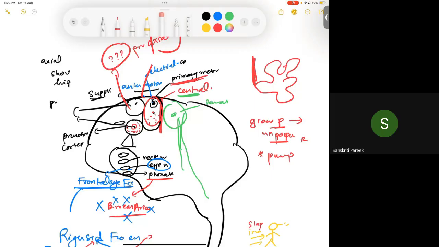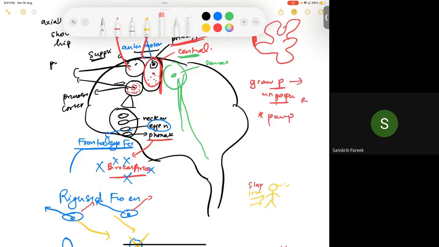If I'm just looking straight, it means both of my frontal eye fields are stimulated at the same time. If I want to look towards the right, the left-sided frontal eye field is going to be stimulated. If I'm looking towards the left, the right-sided frontal eye field is going to be stimulated, right? If we have a lesion of those frontal eye fields, eyes are going to look towards the lesion. Lesion of the right-sided frontal eye field, eyes are going to be looking towards the right. Does it make sense?